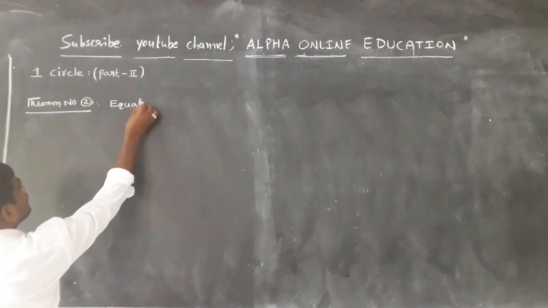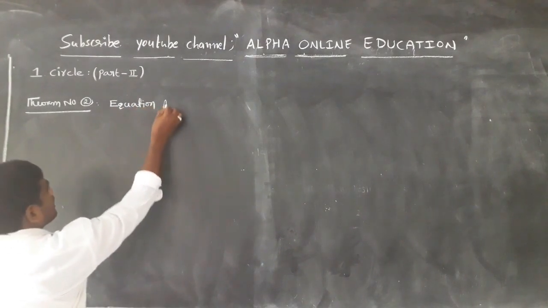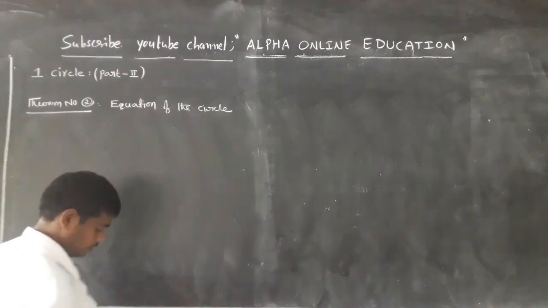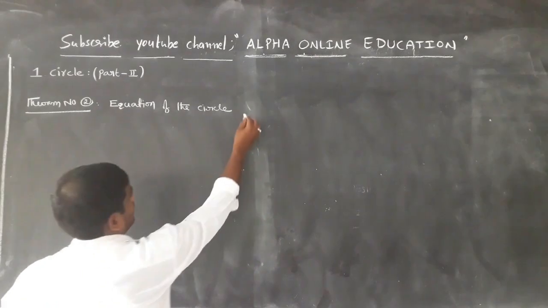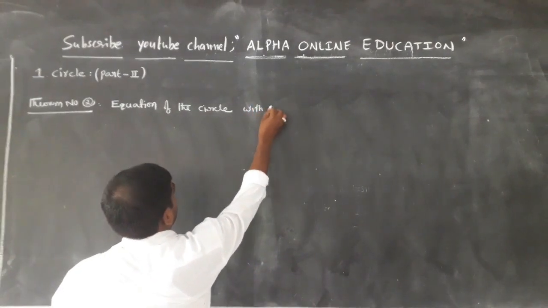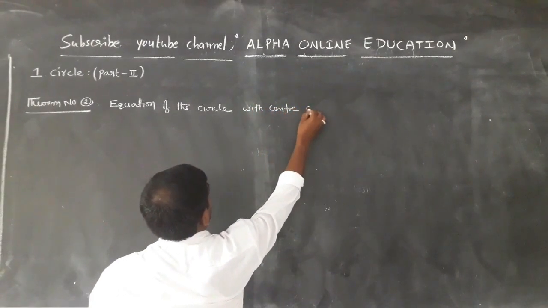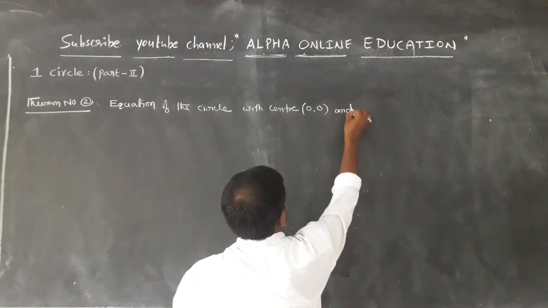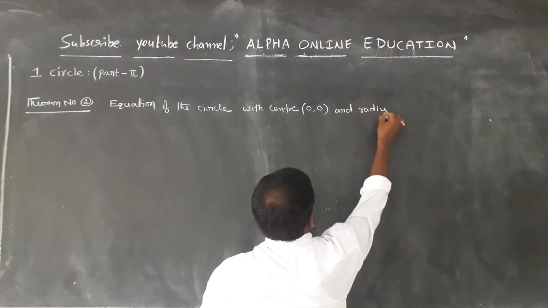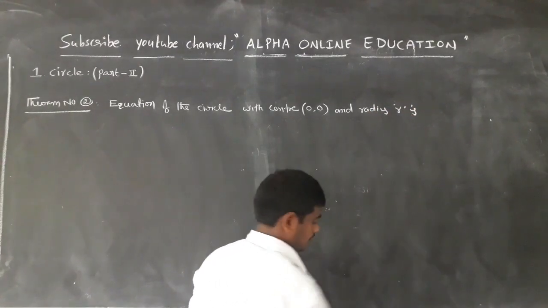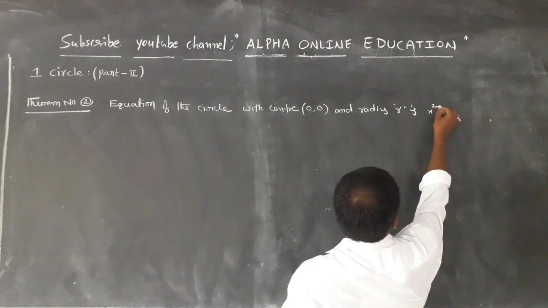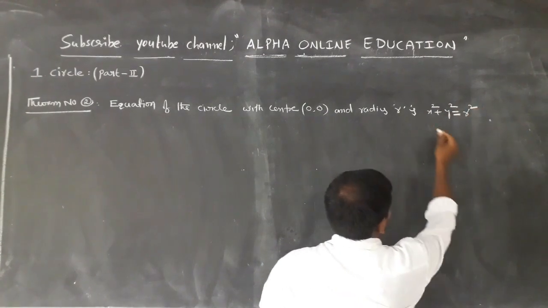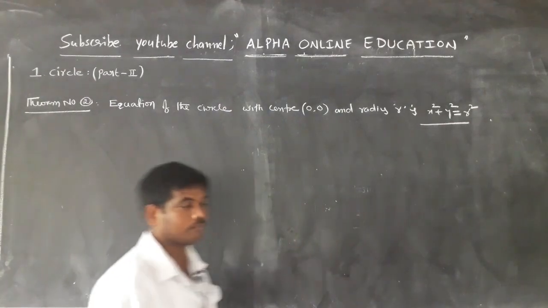Equation of the circle. Equation of the circle with center (0, 0) and radius small r is x square plus y square is equal to r square.